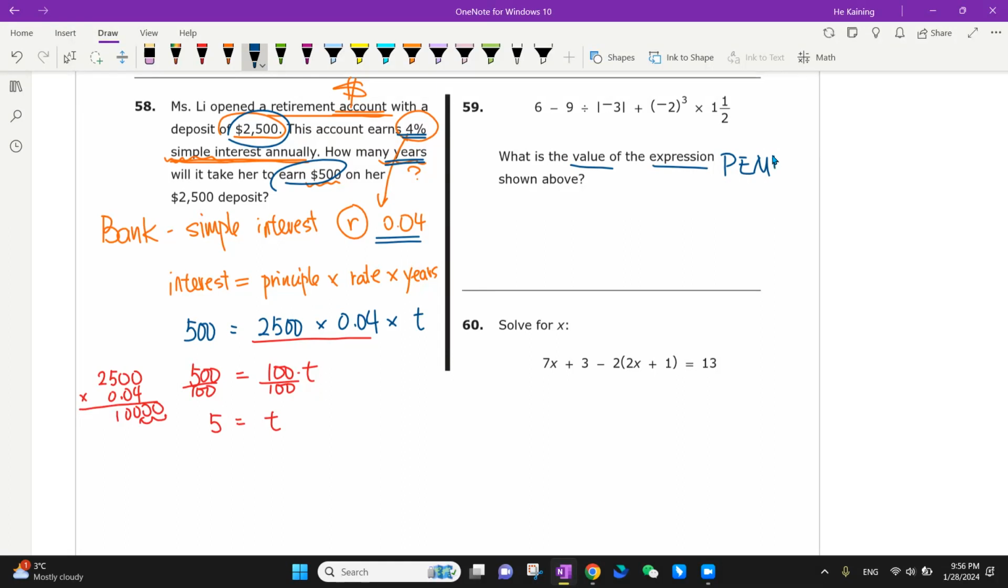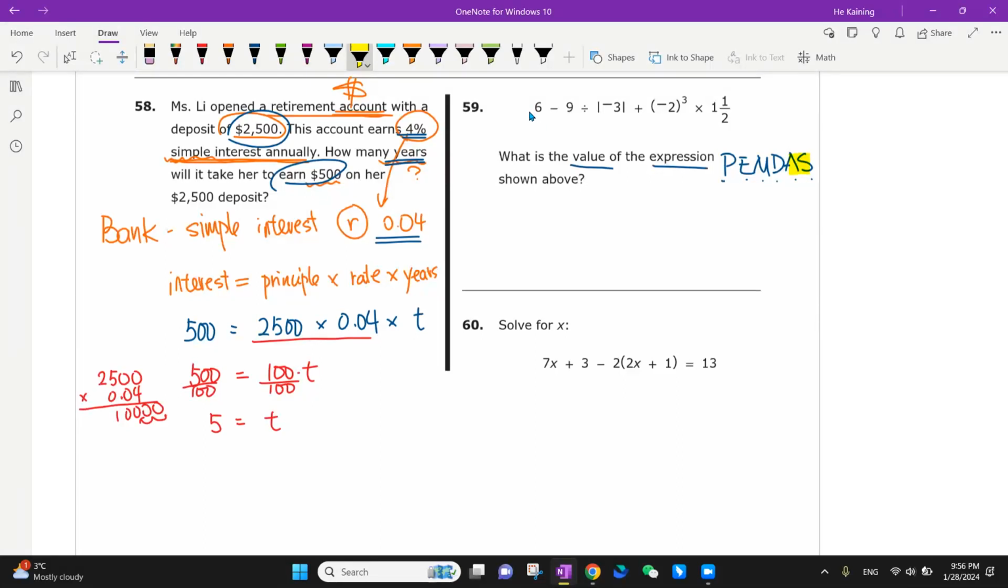PEMDAS right here. So we have parentheses, exponentials, multiplication, division, addition, and subtraction. So we're going to analyze and group them together. So let me use a highlighter and see. Now I observe that every single thing that is talking about addition and subtraction is going to be last. That means I'm going to group things and separate things by addition and subtraction.